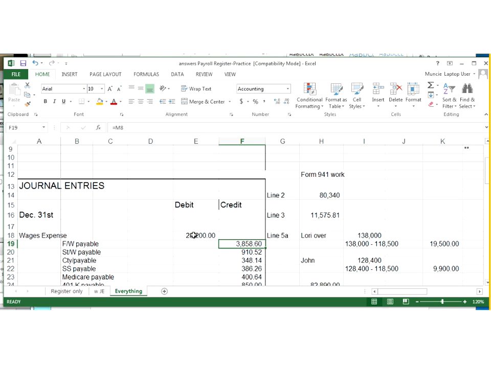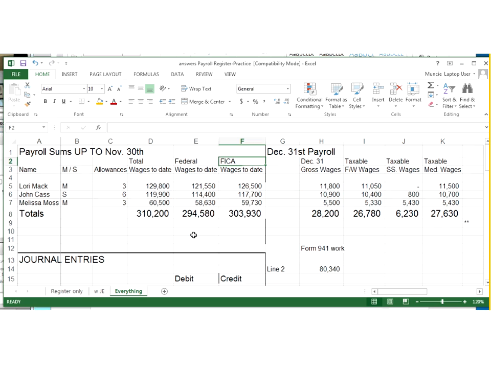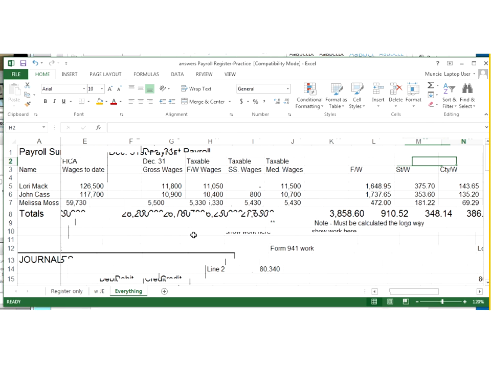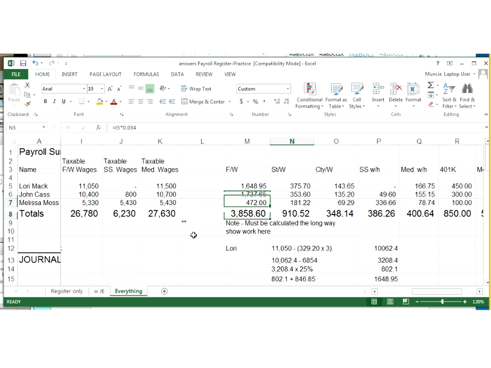The rest of it, all the totals, are now very easy to determine. I just look back at my payroll register. So how much was taken out in total for federal withholdings? $38.58. So I'm going to show that in my journal. Remember, I don't do a journal entry for each individual employee. I just do one large journal entry for everybody combined.